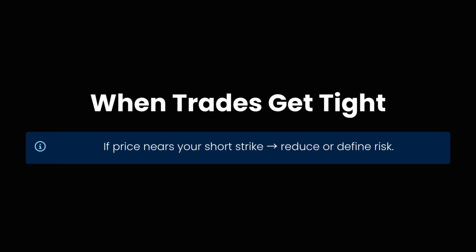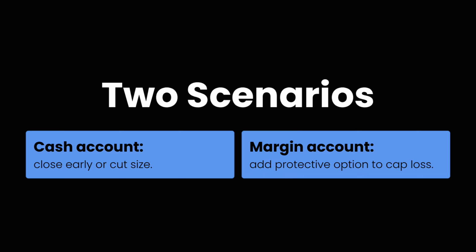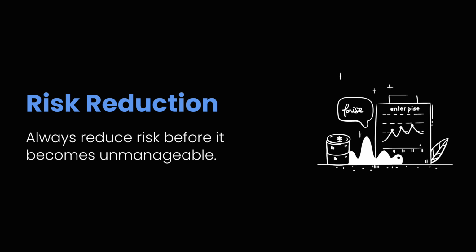Now let's talk about protecting yourself when a trade gets tight. Imagine you enter a QQQ trade and the market pushes toward your short strike. In a cash account, the safest move is to reduce size or close the position early. Take the manageable loss and free up capital. If you're using a margin account and defined risk strategies, you can reduce exposure by adding a small protective option to cap the worst-case outcome. Either approach serves the same purpose: reduce risk before the position becomes unmanageable.